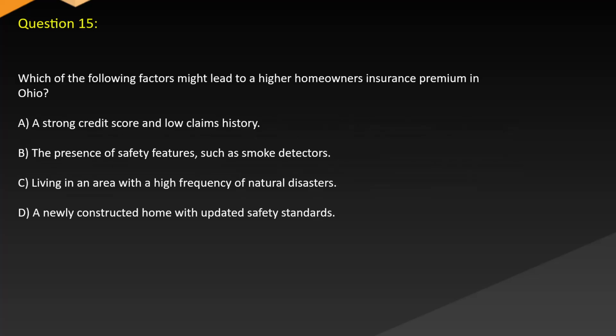Question 15. Which of the following factors might lead to a higher homeowner's insurance premium in Ohio? A. A strong credit score and low claims history. B. The presence of safety features, such as smoke detectors. C. Living in an area with a high frequency of natural disasters. D. A newly constructed home with updated safety standards.